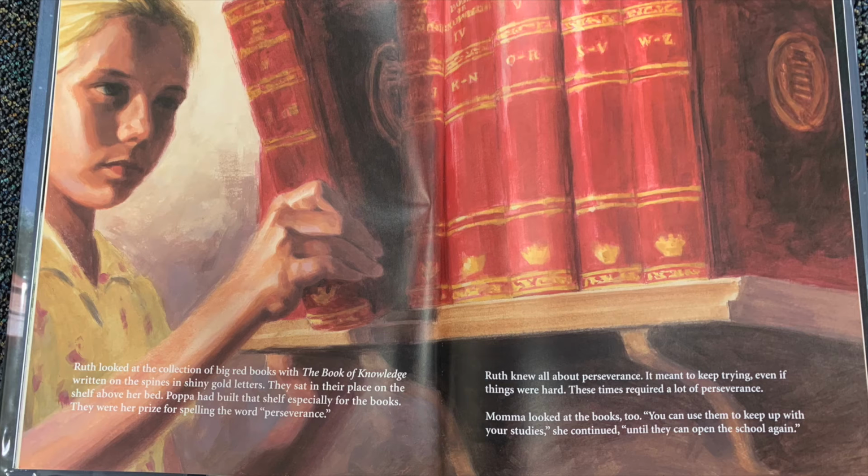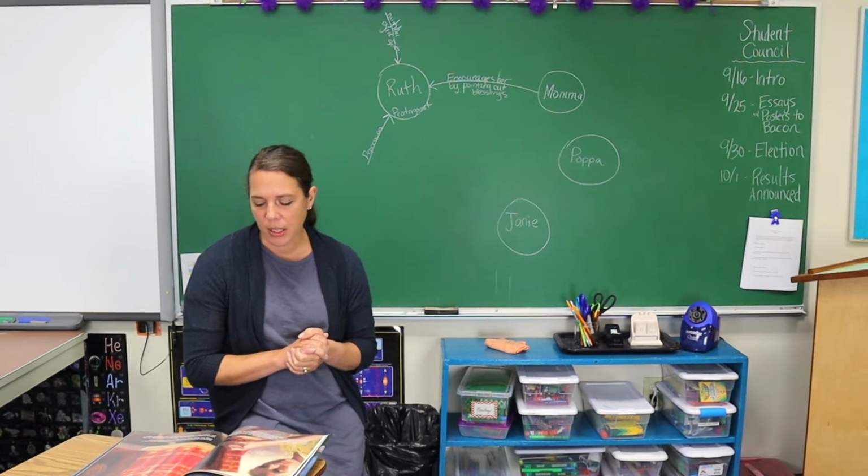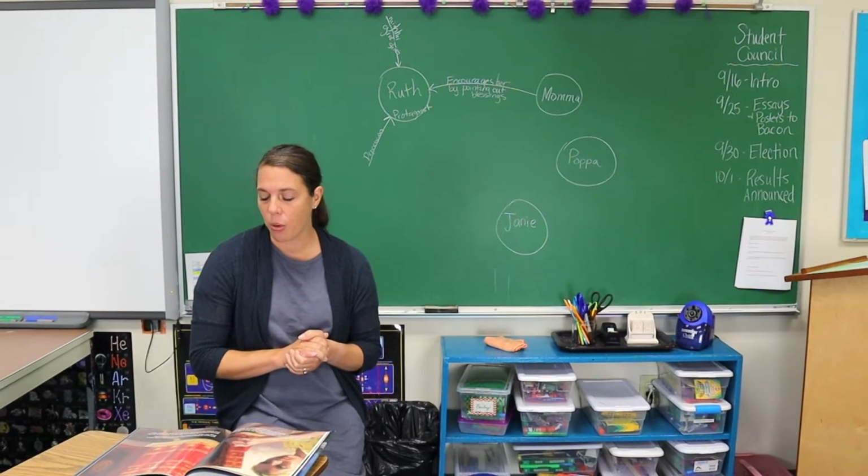Ruth looked at the collection of big books, the book of knowledge written on the spines in shiny gold letters. They sat in the place on their shelf above her bed. Papa had built that shelf especially for the books. They were her prize for spelling the word perseverance in the spelling bee. Ruth knew all about perseverance. It meant to keep trying, even if things were hard. These times required a lot of perseverance. Mama looked at the books too. You can use them to keep up with your studies, she continued, until they can open the school again.